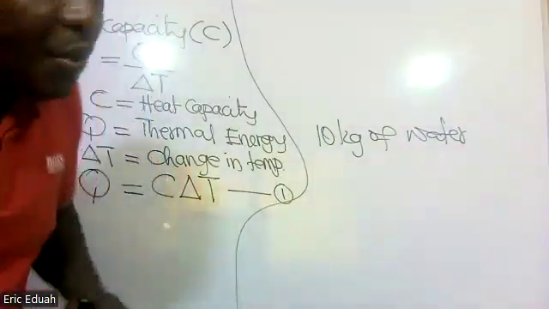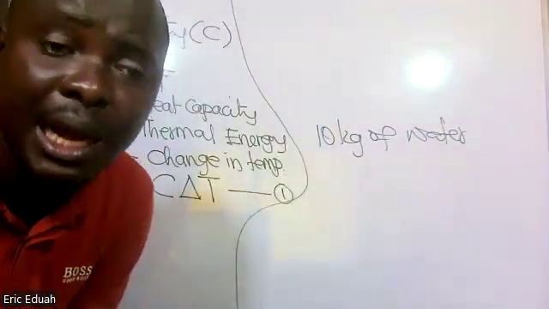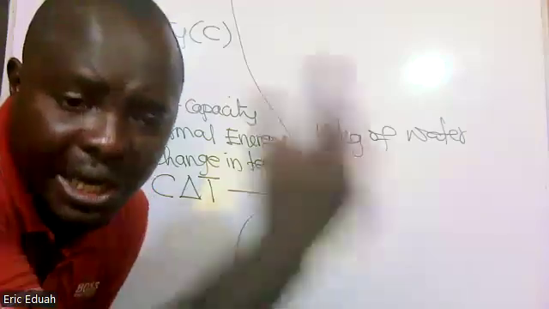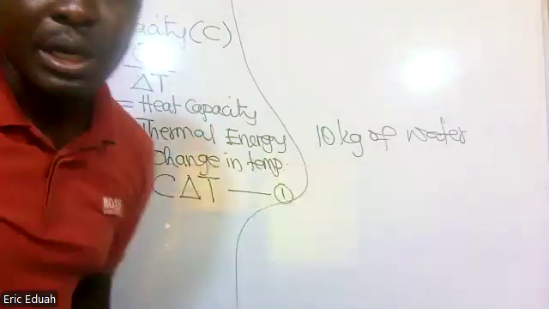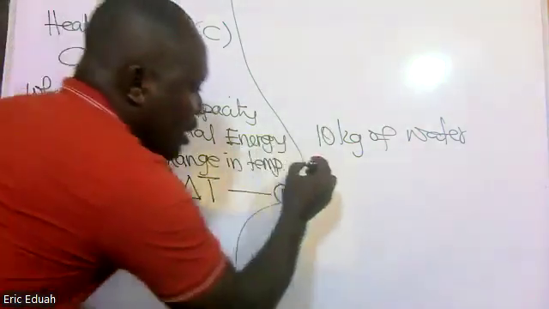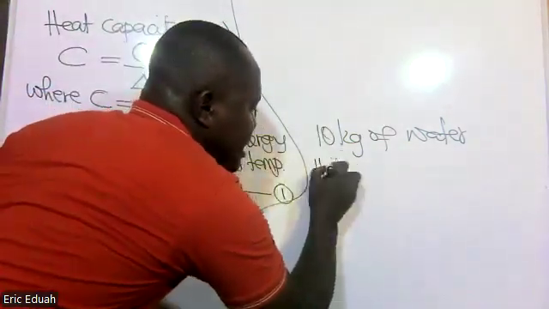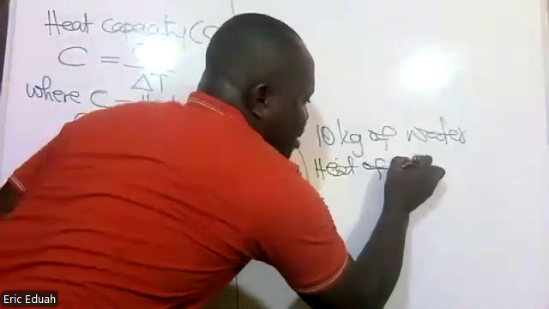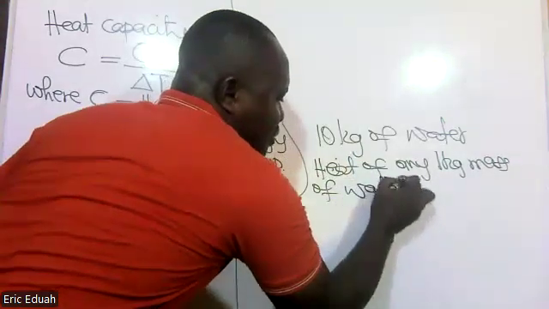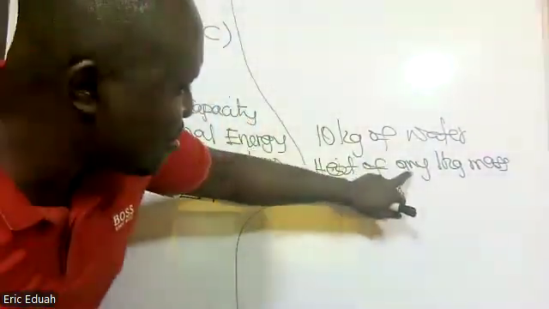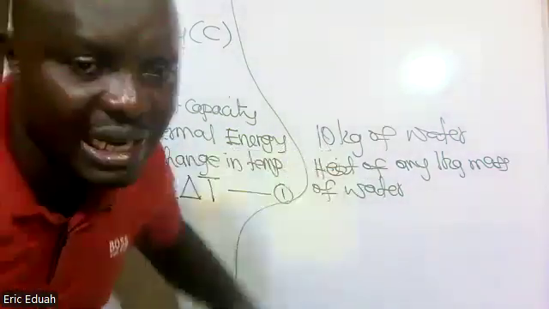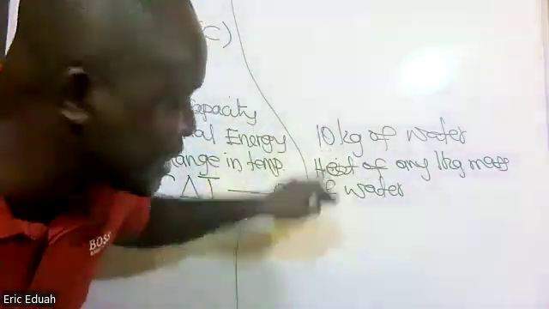Then the question is: calculate the amount of heat, thermal energy, that must be supplied to 10 kilograms of water in order to change the temperature of this by 1 Kelvin. This calculation will be easier for me if I know the heat capacity of any 1 kilogram mass of water. If I know the unit mass of water, then all that I do is multiply whatever I know by 10, and I have the general heat capacity of 10 kilograms of water.